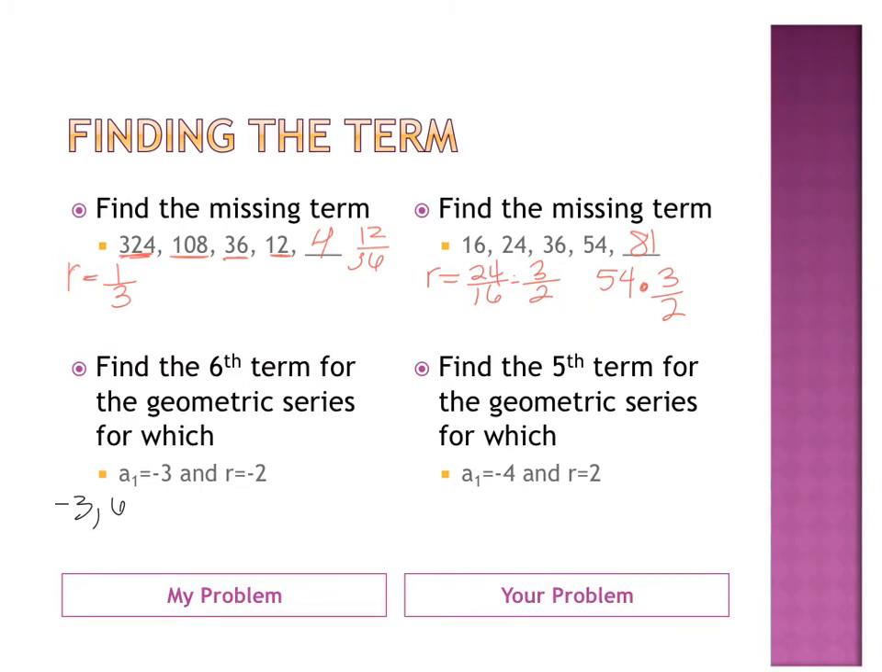what's my next term? +6. What did I do? I multiplied by r. Now what's my next term? -12. And my next term? +24. And my next term? And then my sixth term? Positive 96. So my sixth term, a6, is 96.